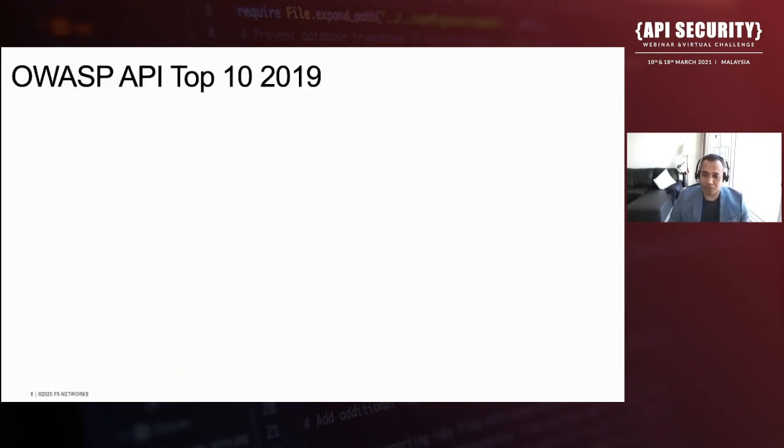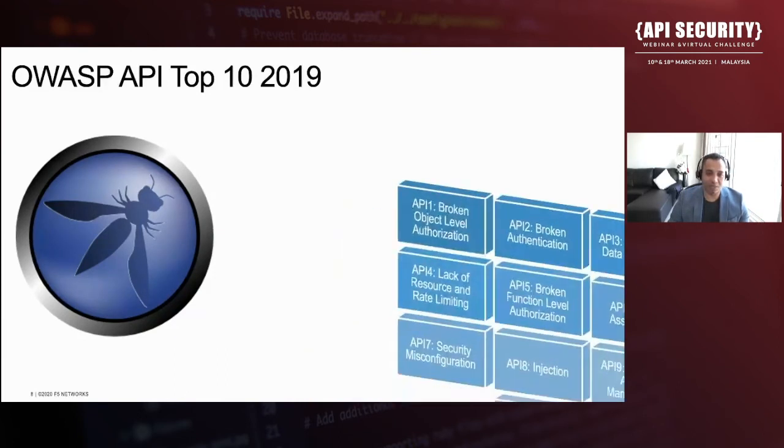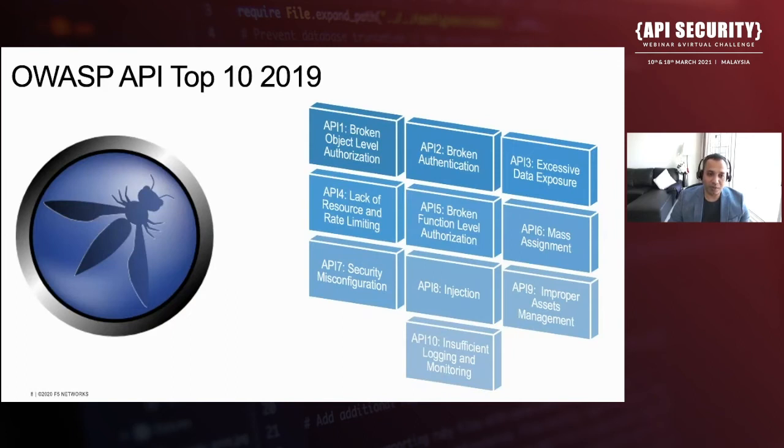So that was the set of problems, right? Now let's take a look at some of the things that we should be keeping in mind when we're looking into solutions. A quick start point for this analysis comes from the OWASP API Top 10, which was released in 2019. If you look at OWASP API Top 10 2019, they talk about the top 10 serious problems that API initiators face.